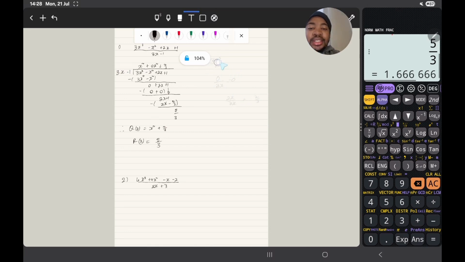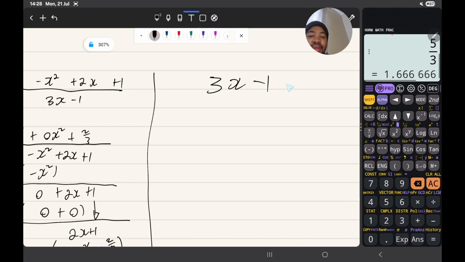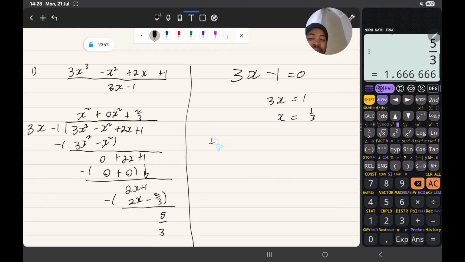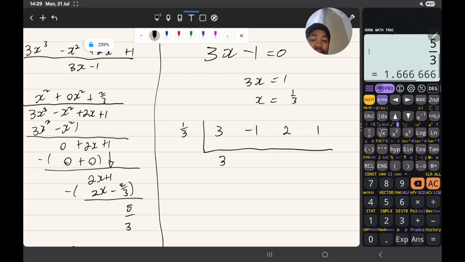Right, let's see what values we get. We must get exactly the same values for synthetic division as well, otherwise we did something wrong. So for synthetic division, remember the focus, you start here. Minus 1 equals 0, then 3x equals 1, x equals 1 over 3, right? So now you write 1 over 3. We have 3, 0, 2, 1. So first and first, we bring down the 3.